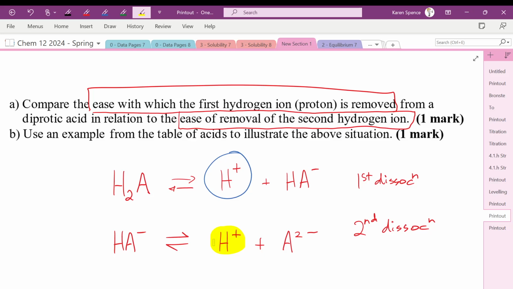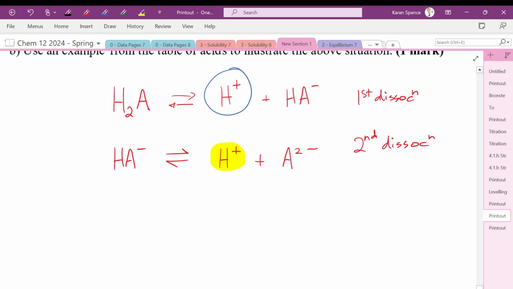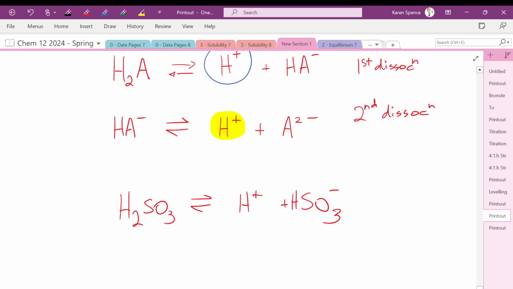And if you're having trouble picturing that, go and find an actual example. So instead of H2A, maybe try H2SO3. And then you can look at HSO3 minus. Now go find those two on your table.